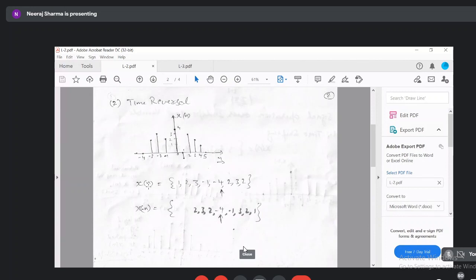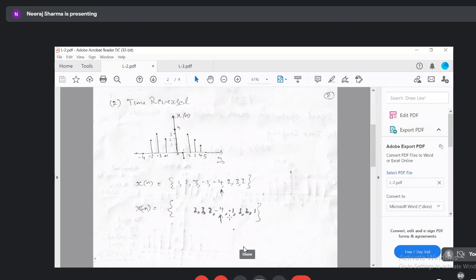So time reversal means we have to replace this n with -n, right? So when you replace n with -n, this data sequence will get flipped along the vertical axis, right? So there will be a mirror image of this original signal. All the elements which are currently on the right hand side will move towards the left hand side, and all the elements which are currently on the left hand side will move towards the right hand side. So that is known as the flipping of the vertical axis, or creating a mirror image of the original signal. So that is how we obtain the time reversal operation, right?